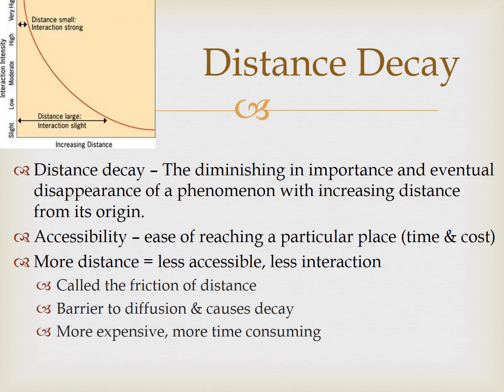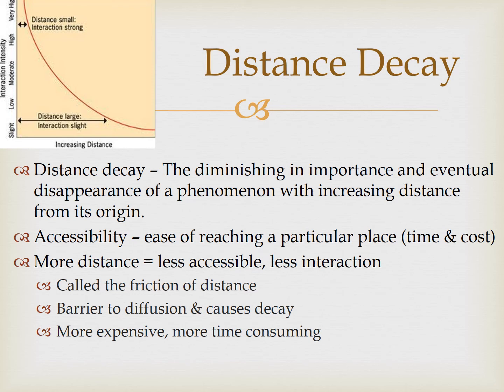So let's talk about the importance of distance. Tobler's first law of geography tells us that in a spatial sense, everything is related to everything else. But that relationship is stronger when items are near to one another. That decline in the relationship as distance increases is known as distance decay. Distance decay is the diminishing in importance and eventual disappearance of a phenomenon with increasing distance from its origin.